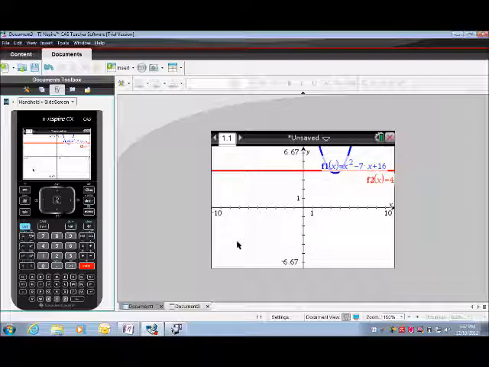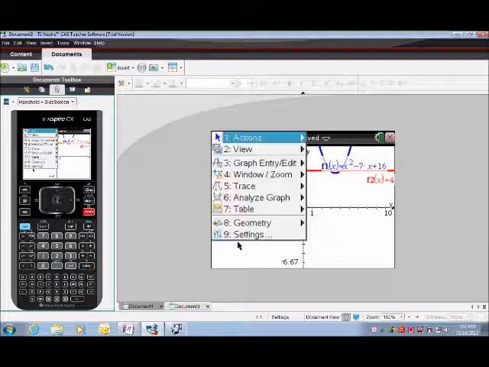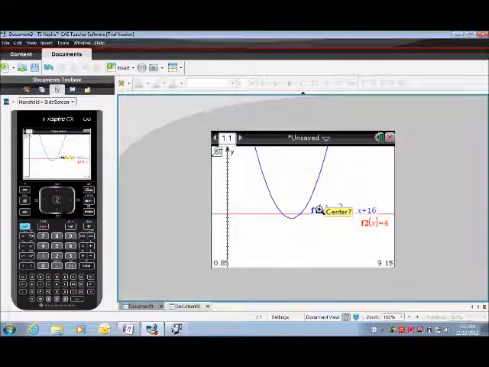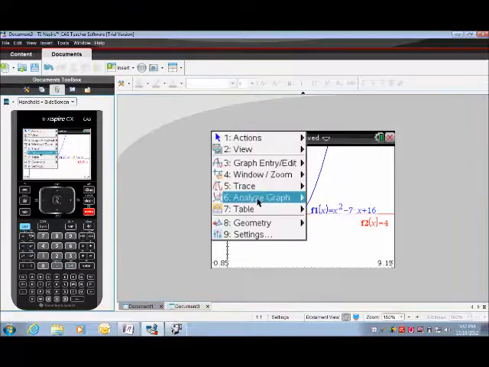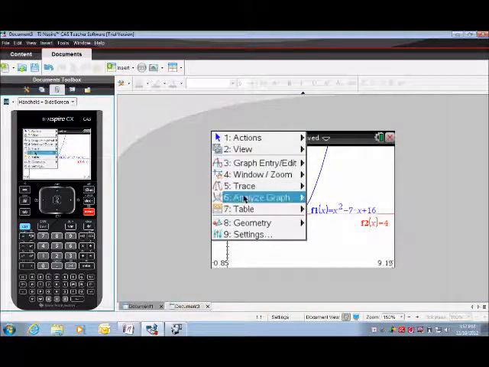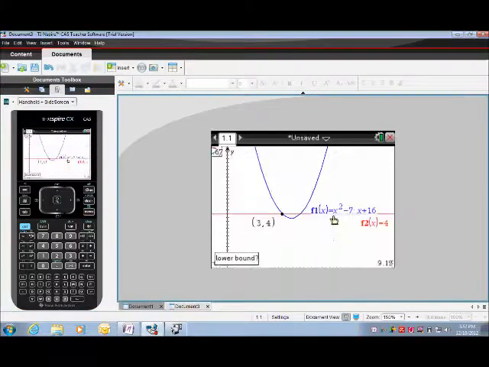Now we need to find the intersection points of these two graphs. So I'm going to zoom in so I can see my intersections a little better. And I go Menu, Analyze Graph, Intersection. I click to the left and to the right, and there's my first intersection point. And I'm going to do it again, Menu, Analyze Graph, Intersection, click to the left and click to the right. And there's my second intersection. And remember, I'm only interested in the x values, okay?